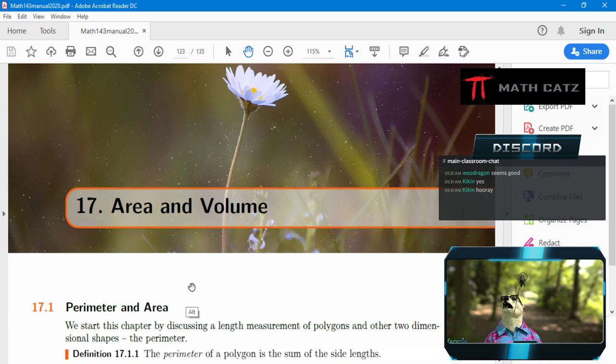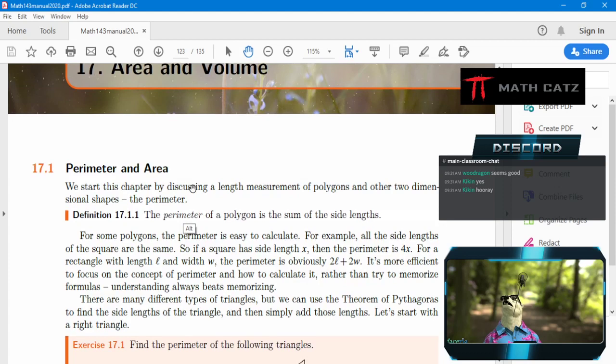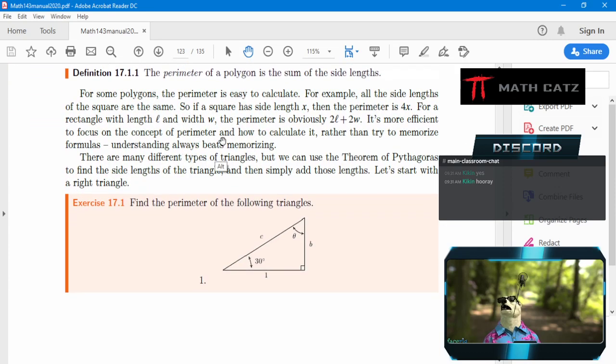So when it comes to the concept of perimeter, I'm just going to put it right there at the top. The perimeter is simply of a shape, of a region, of a polygon, the length of the outside. So for a polygon, it's the sum of all the side lengths. So we'll just do it by example.